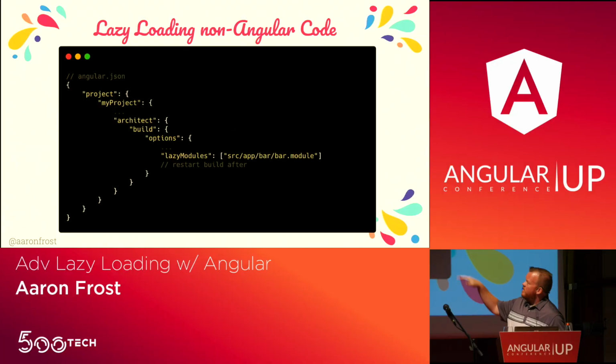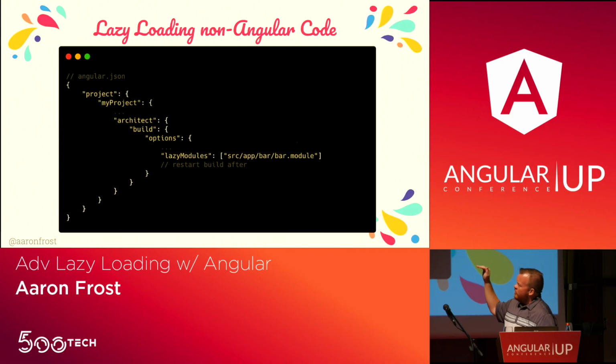All right, so let's lazily load some Angular code. The first thing we have to do: in Angular 7, the Angular team threw out an option to us, and we can add these lazy modules into our angular.json down in this architect build options section. So if we point to a specific bundle that we want to lazy load, we can now lazy load that bar module by calling that same import syntax in our app.